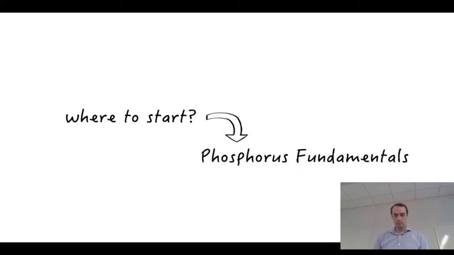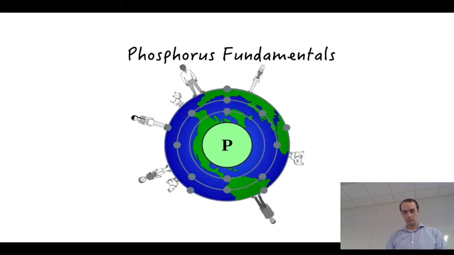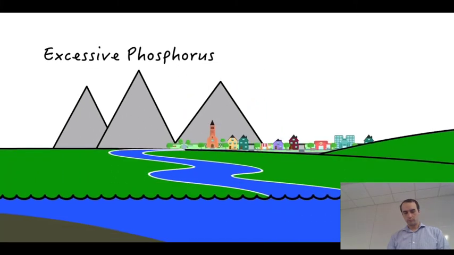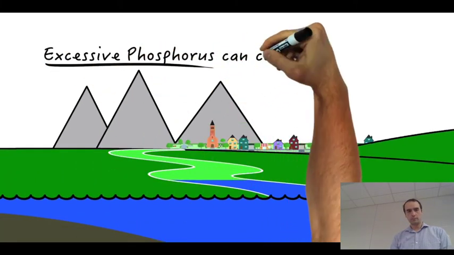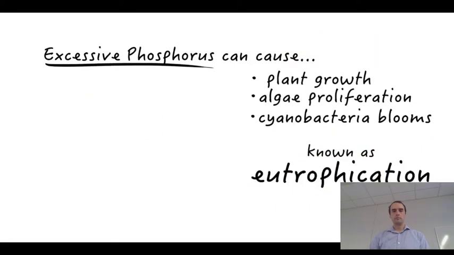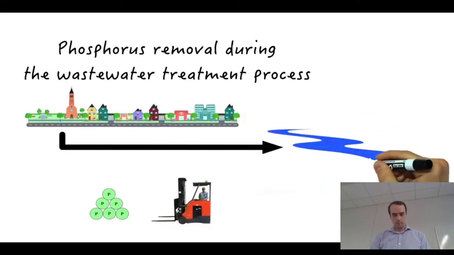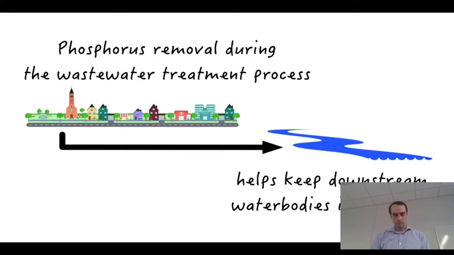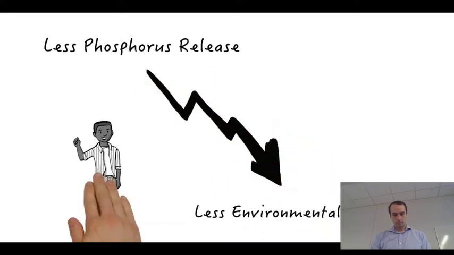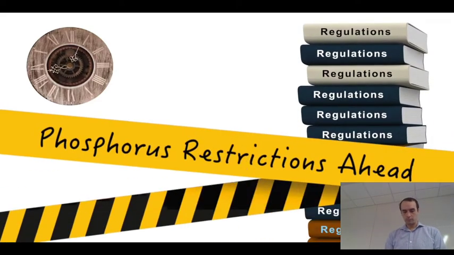Where to start? Let's dig into some quick phosphorus fundamentals. Phosphorus is an abundant, naturally occurring element essential to all life on Earth. Excessive phosphorus in waterways and water bodies can cause environmental complications such as dense plant, algae, and cyanobacteria growth known as eutrophication. By removing phosphorus during the wastewater treatment process, there are less potential downstream negative impacts. Less phosphorus release, less negative environmental impact. And as time moves on, phosphorus discharge limits for lagoons will only become more strict, increasing the urgency for a reliable and effective phosphorus removal strategy.